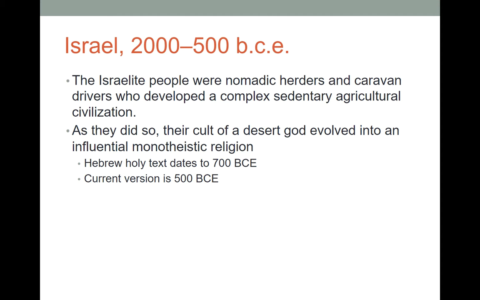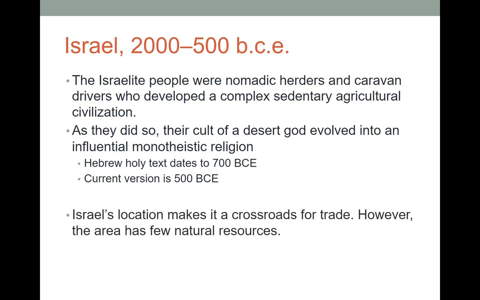So, when we're taking a look at Israel, here are some things that we know. The Israelites were nomadic herders as well as caravan drivers, and eventually they form a religion that focuses on a desert god. This will eventually evolve into a very complex monotheistic religion, and it is one of the first monotheistic religions of its kind.